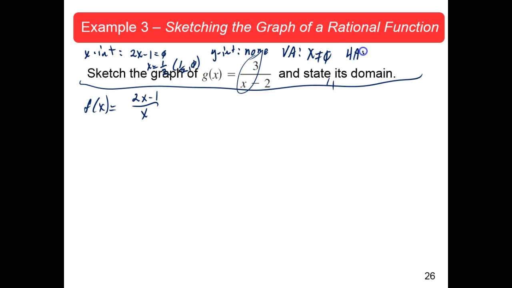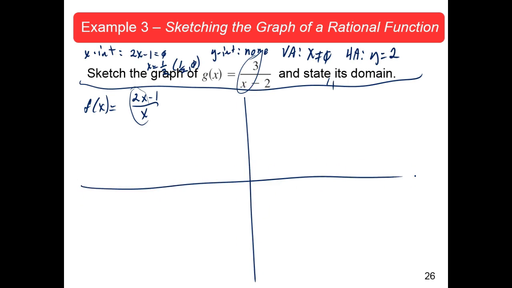Horizontal asymptote. And that's going to be what? It's the ratio of the leading terms. And what's that? 2/1. So y is equal to 2. Okay? That's all the information we can glean from the problem easily. So let's plot what we've got so far.